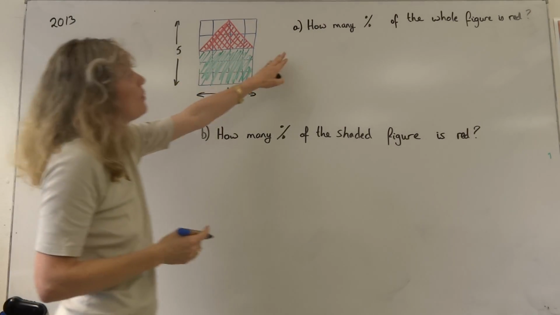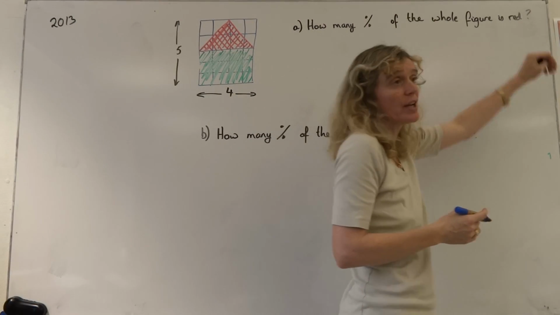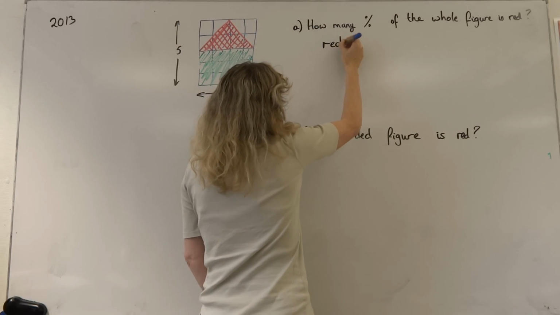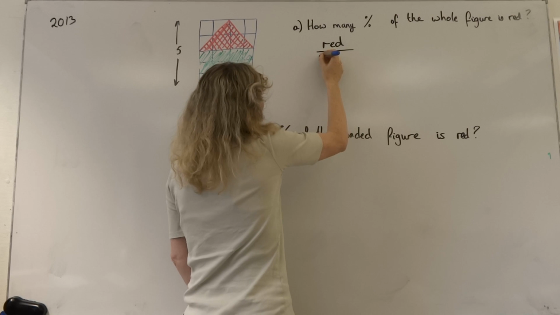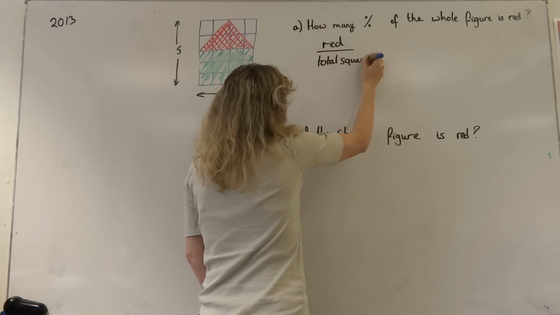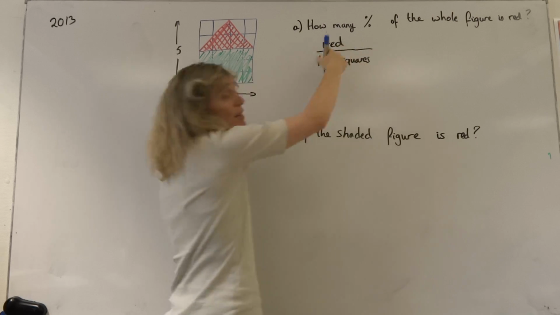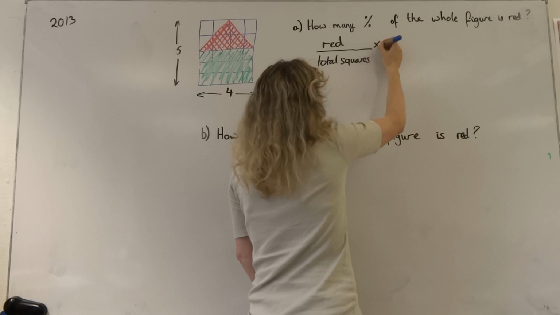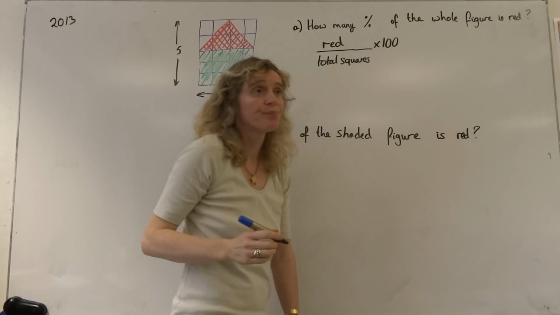And then they're asking, what percentage of the whole figure is red? Well, the percentage of the whole figure that's red will be the number of red divided by the total number of squares. That will give you the fraction. To change any fraction into a percentage, we multiply by 100.